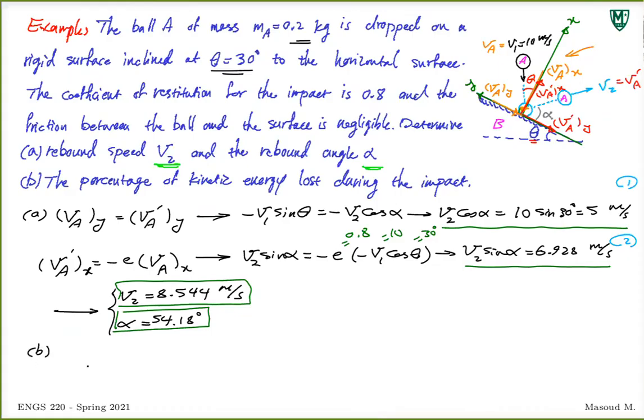So B, we are looking for the change in kinetic energy divided by whatever kinetic energy we had. So let's say T2 minus T1. T2 being 1/2m V2 squared, minus 1/2m V1 squared. That'll be 1/2m. M will be, no, m is 0.2.